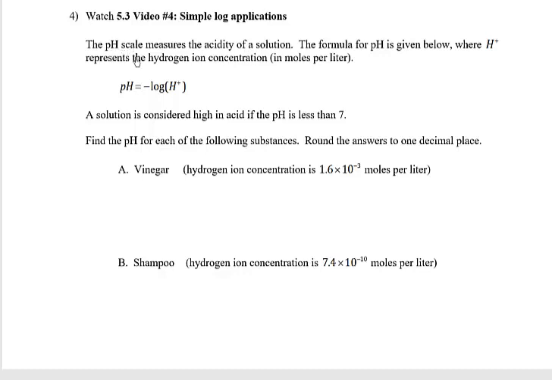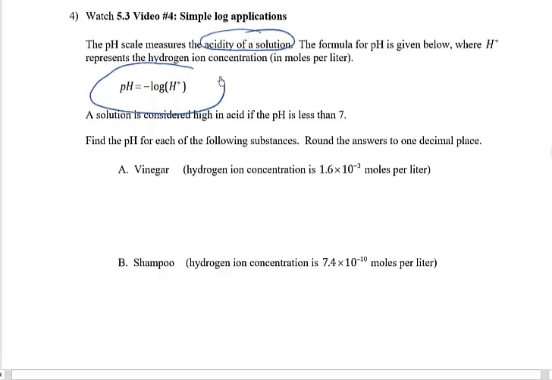This one is about the pH scale, which measures the acidity of a solution. The formula is given right here. pH is the negative of the log of H plus. H plus, it says, stands for the hydrogen ion concentration measured in moles per liter. Those are chemistry units. Now notice with the log, there's no little base, which of course means this is a log base 10.